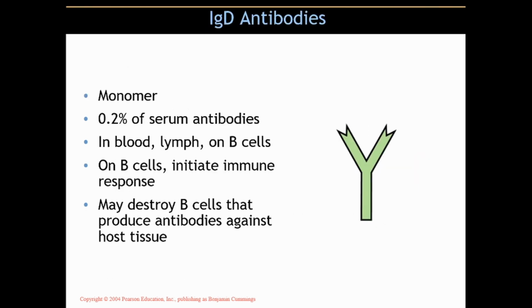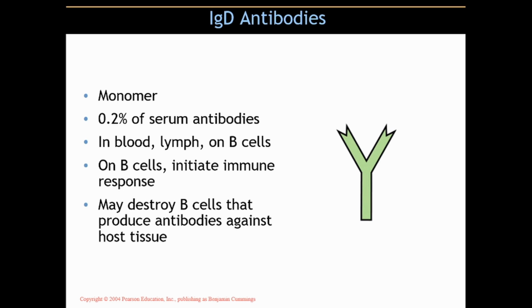IgD antibodies are monomers as well, like IgG. They compose a very small number of serum antibodies, 0.2%. We find it in our blood, in our lymph, and on our B cells, and they initiate the immune response on B cells. Remember, they're immunoglobulins, and some of them remain attached to the B cell plasma membrane, so they can initiate the immune response within the B cell and begin the process of, say, clonal selection, for example.